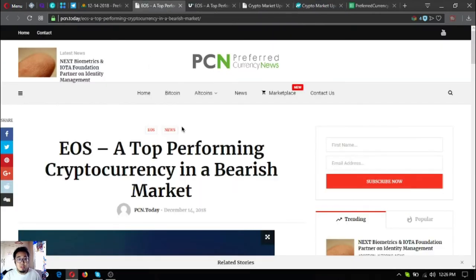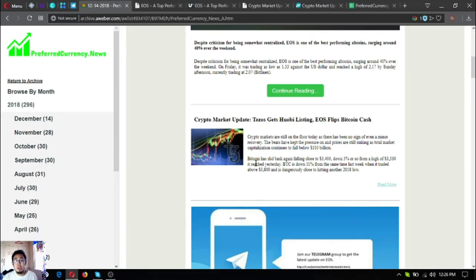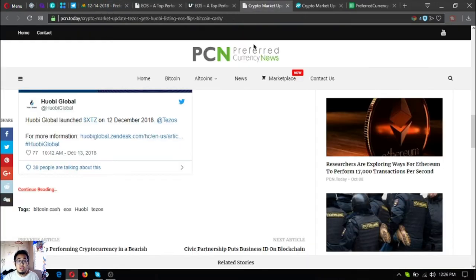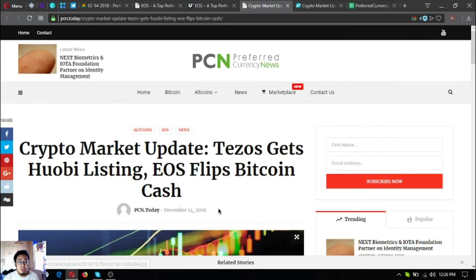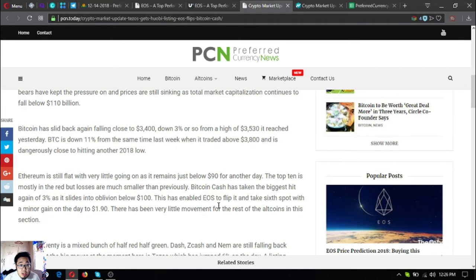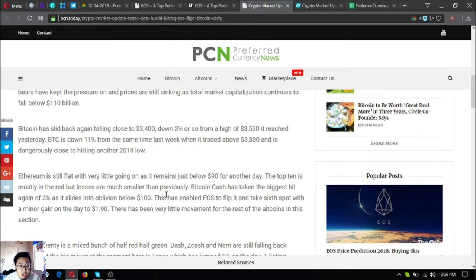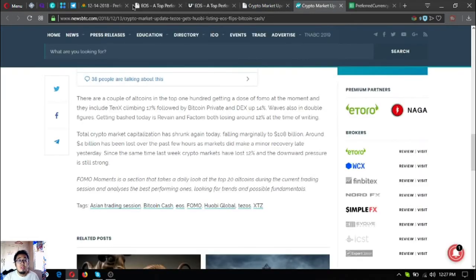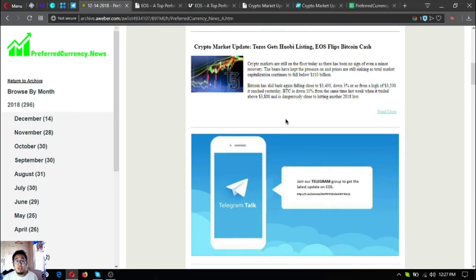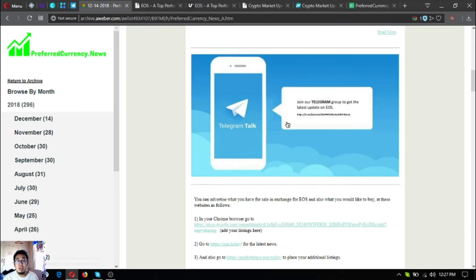Alright? So, okay, EOS is now on 6th spot because, as you can see, Bitcoin Cash is getting the most hit, right? Okay, as you can see here, it has a 3% decline yesterday. So guys, as usual, let's scroll down our newsletter.